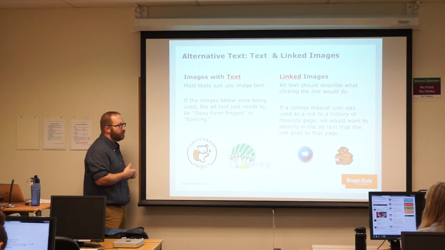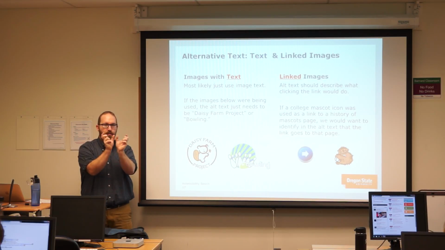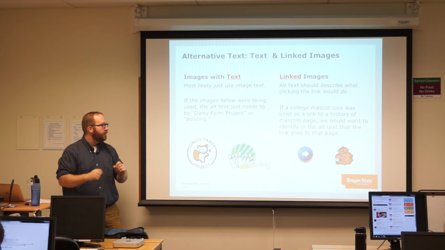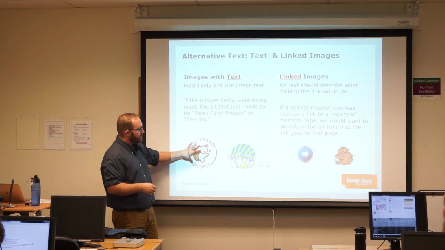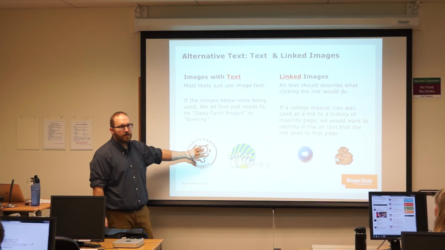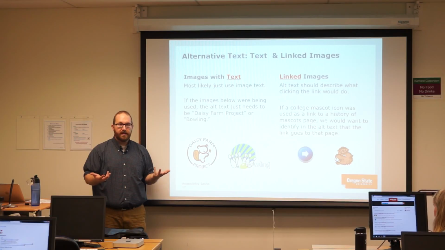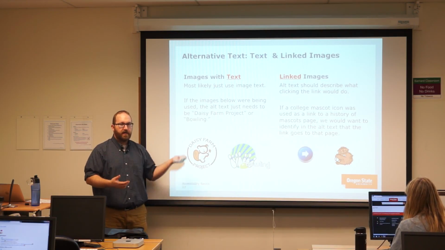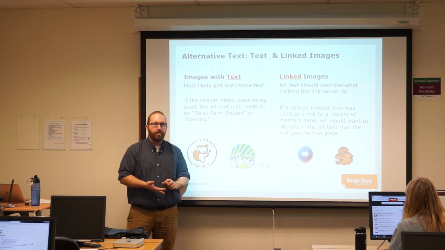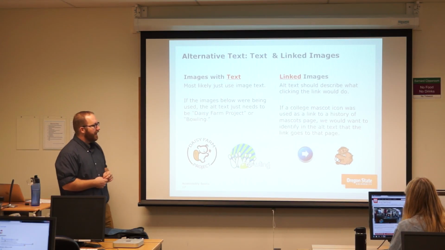And the screen reader actually changes what it says there. It says link graphic history of OSU mascots. So it provides both link and image. If you were actually using a linked image with text, say these were actually links to a site, then using the words on that image is still consistent. So here, if this was a link to the Daisy Farm Project, it would say link graphic Daisy Farm Project or link graphic bowling. So that's still consistent with what clicking that link would do.